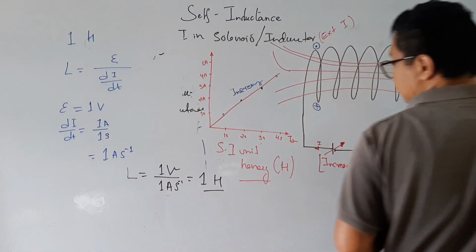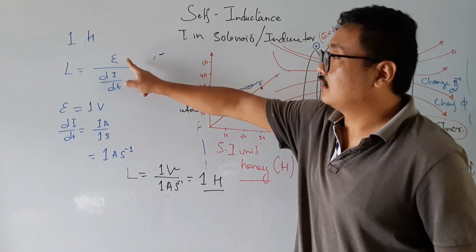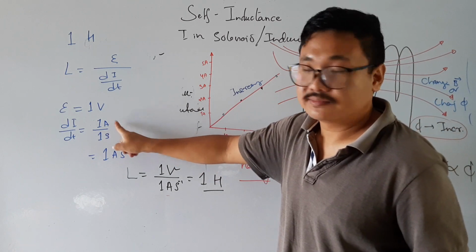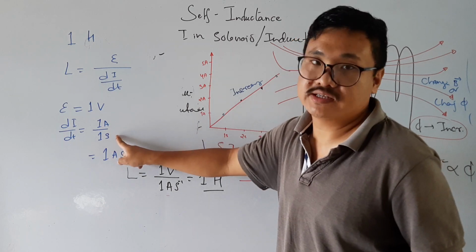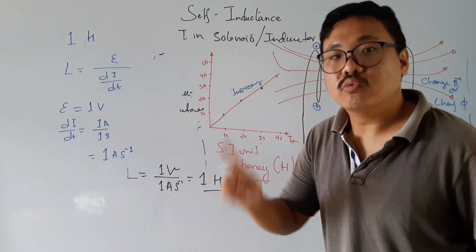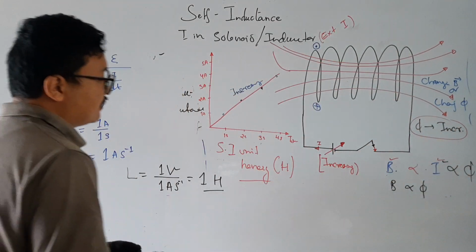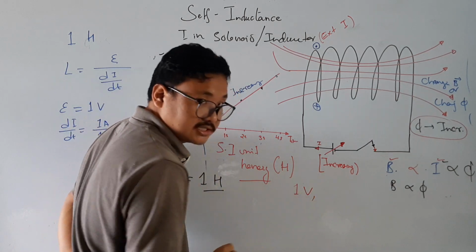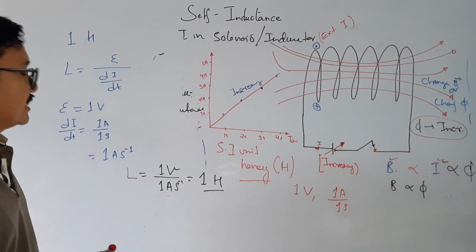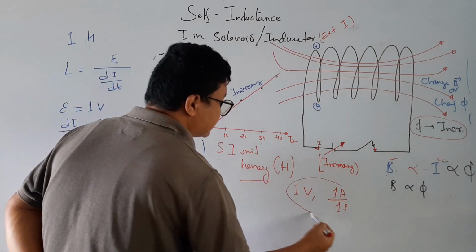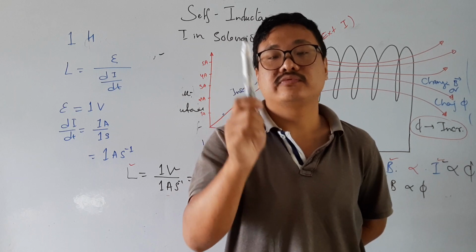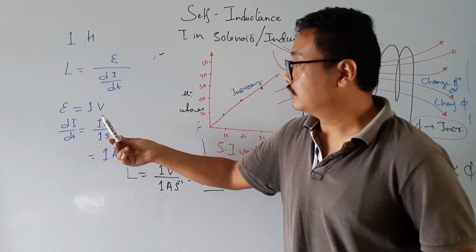Now what is the definition of 1 Henry? When an EMF of 1 volt is induced in the coil by a change in current of 1 ampere per 1 second. So there is an EMF of 1 volt by changing current of 1 ampere per 1 second. The inductance at that time is called 1 Henry.